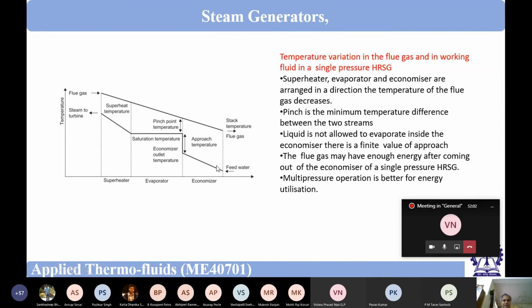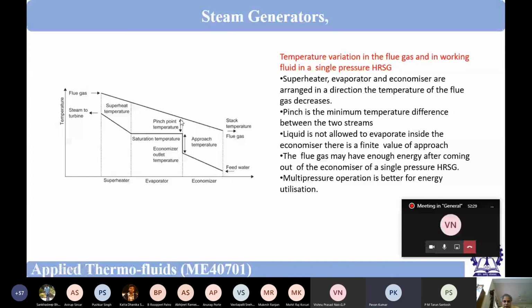Because if there is steam generation within the economizer, which is not designed to handle two-phase flow, there may be failure, there may be tube burnout. So we want to avoid it, and whatever steam generation there is will be in the evaporator section itself. So there is an approach and there is a pinch. These two things are very important for your HRSG.